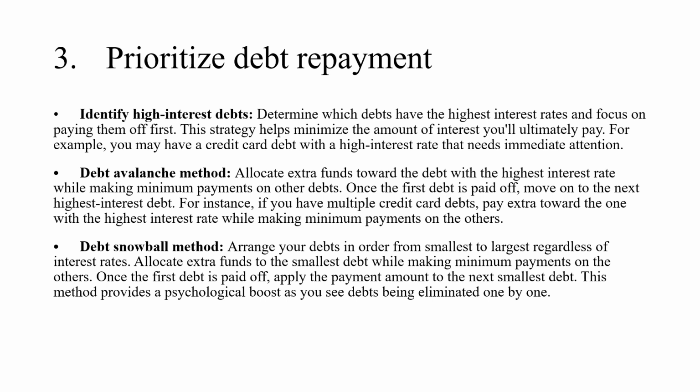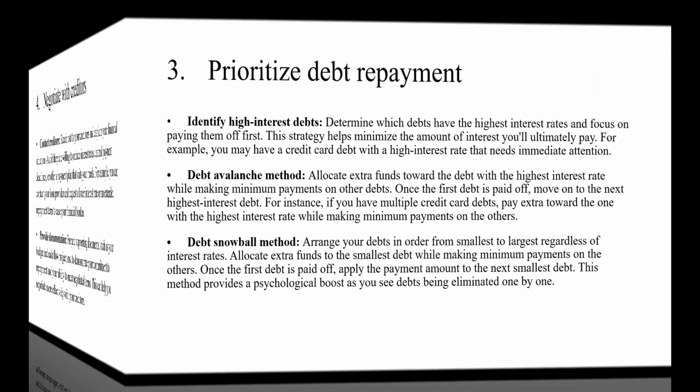Debt snowball method. Arrange your debts in order from smallest to largest regardless of interest rates. Allocate extra funds to the smallest debt while making minimum payments on the others. Once the first debt is paid off, apply the payment amount to the next smallest debt. This method provides a psychological boost as you see debts being eliminated one by one.